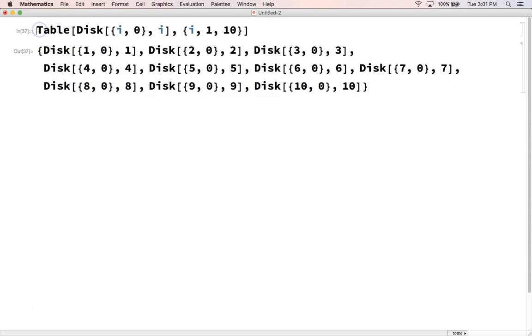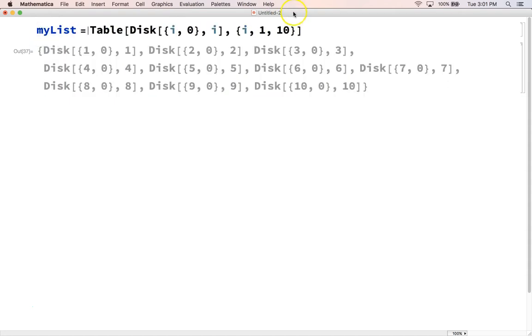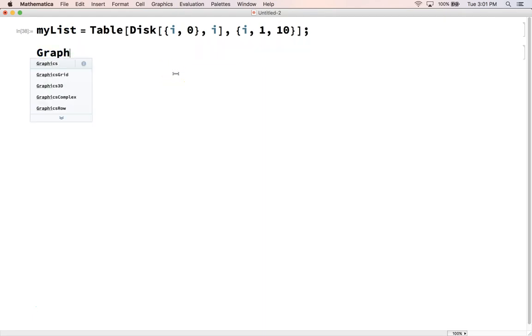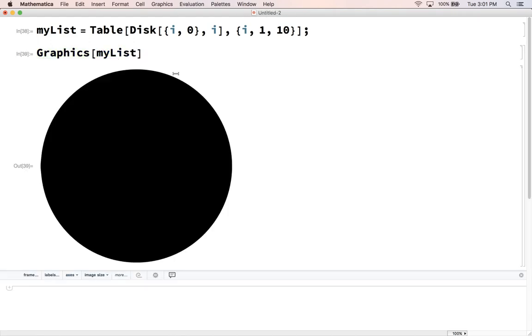And let me name it. Let me call it myList. And let me put a semicolon after it so it doesn't get printed. And now let's try drawing it. We draw it using the Graphics command. So I can tell that something really went wrong. What went wrong? Well, let me try to demonstrate it by putting in a little more detail to our list.